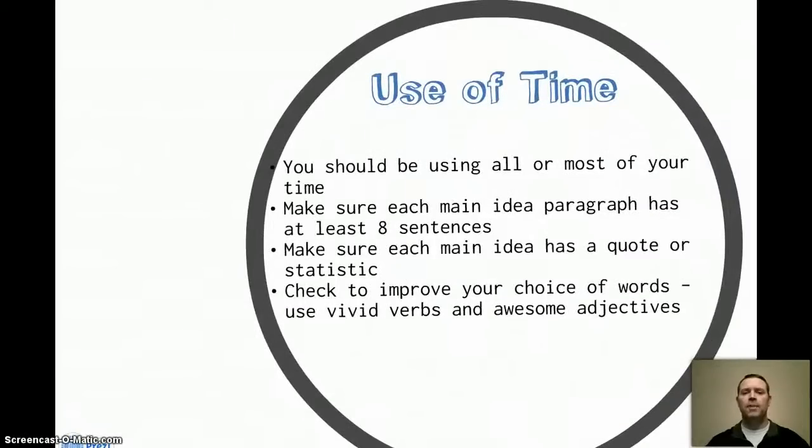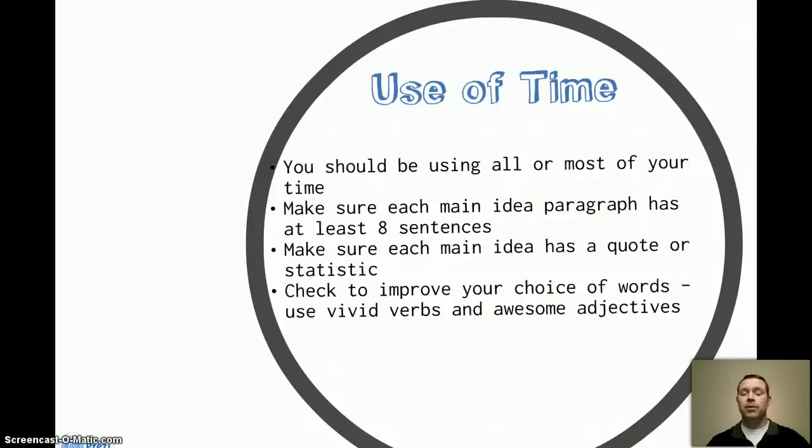All right, use of time. You're going to get 45 minutes today to take this prompt. We expect you to use most or all of those 45 minutes. Nobody should be done in 25, 30, 35 minutes. That's way too fast.